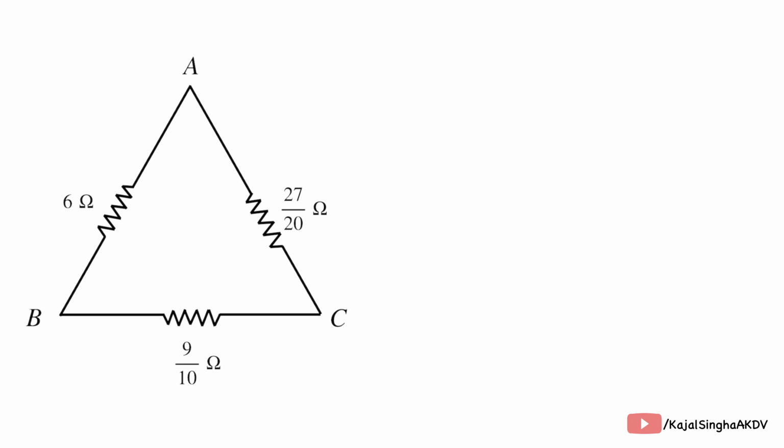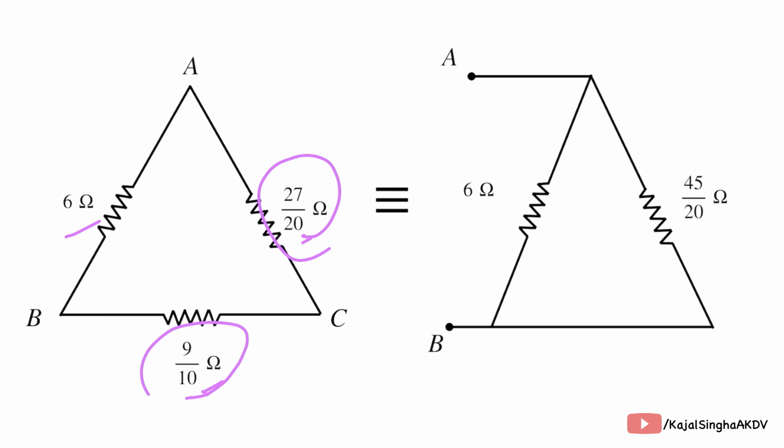When we calculate the equivalent resistance for the parallel combination of each pair of resistors, we get one as 6 ohm, one as 9 by 10 ohm, and the other as 27 by 20 ohm. Now we were told to calculate the effective resistance between points A and B, so we can say that the resistors of value 27 by 20 ohm and 9 by 10 ohm are in series combination, and their equivalent resistance will be 45 by 20 ohm.